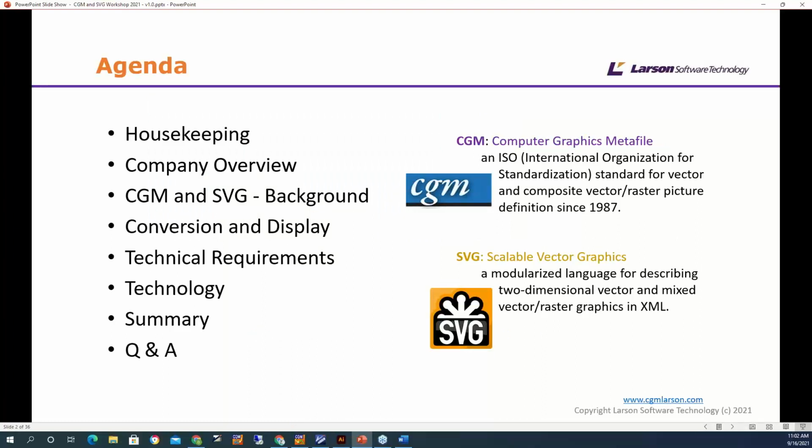So let's get started. The agenda for today is going to be, we'll start off with just going through our general housekeeping rules for the webinar. Many of you are already familiar with them, but just quickly step through them. Then I'm going to give you a company overview, just for those of you who aren't familiar with Larson Software. And then we'll start off with some background on CGM and SVG. We're going to cover some of the issues and challenges with conversion and display of both formats, and then more of a dive into technical requirements, and then we'll have a short demo of some of the technology to work with CGM and SVG, and then wrap up with a summary and a Q&A where everybody can give us their questions.